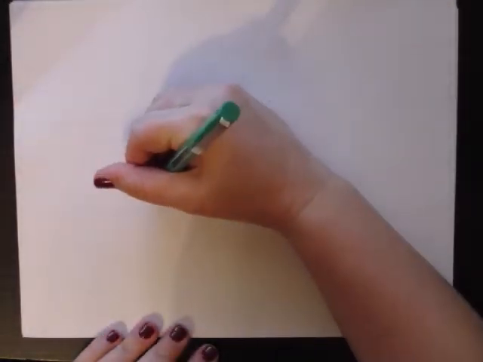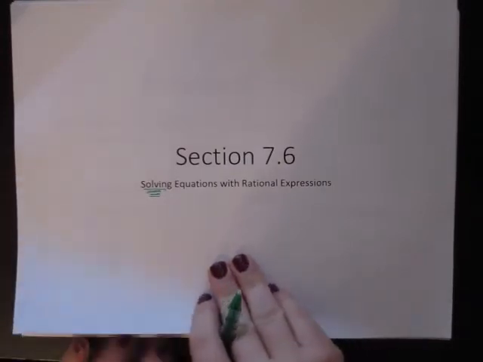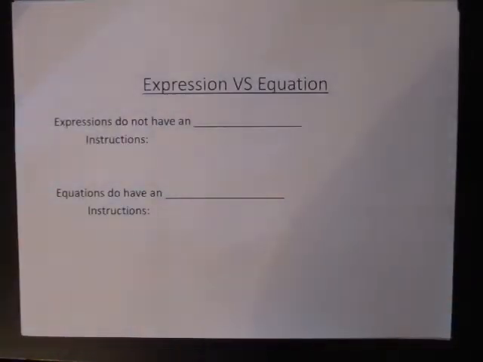Alright guys, so this is the last section in chapter 7, and what we're going to be doing today is solving equations with rational expressions. This is probably the most important section besides 7.3 because this is something that you're going to have to know how to do when you get to college algebra. So, an expression versus an equation.